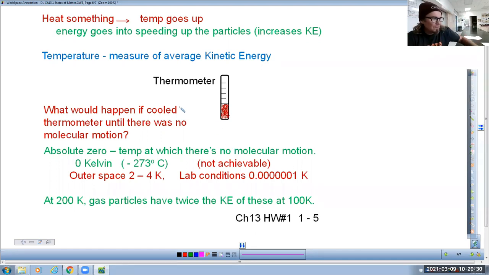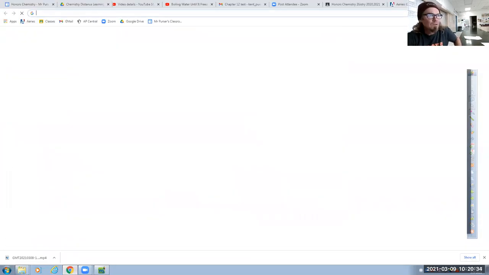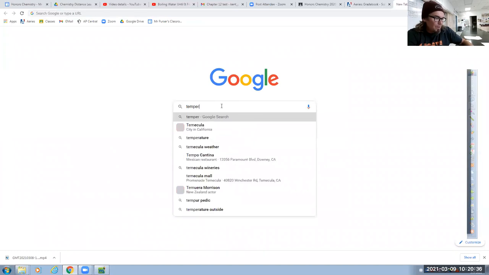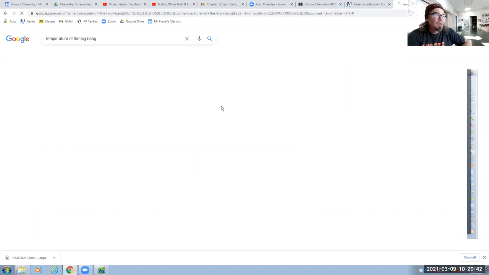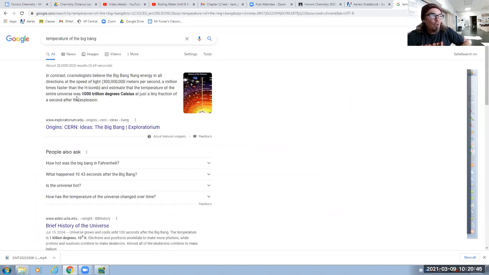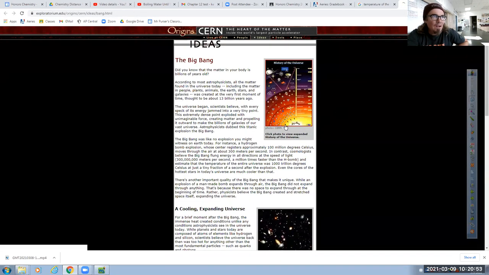I don't know what it exactly was. Maybe I know. You know who knows? Google. Google knows. Temperature of the Big Bang. Google says 1,000 trillion degrees Celsius. Hey, that looks like a nice picture right there. Can we see it in big time? Ah, it's part of a thing here. But you could always look this up yourself and read about it.